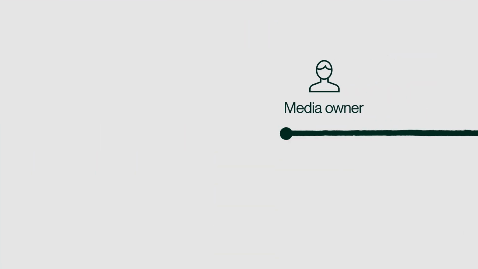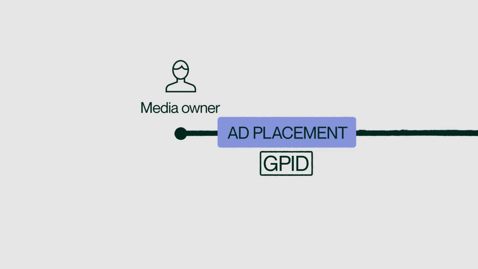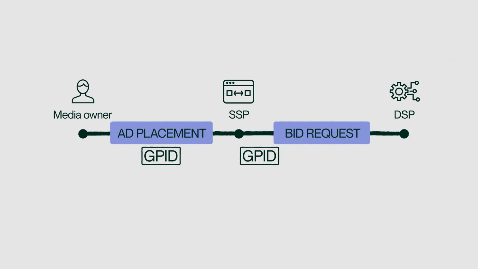So, how does GPID solve this challenge? Media owners assign a GPID to their ad placements, which SSPs then include in the OpenRTB bid requests sent to buyers. By including GPID in the OpenRTB protocol, ad placements become clear and comparable to everyone involved in a transaction.